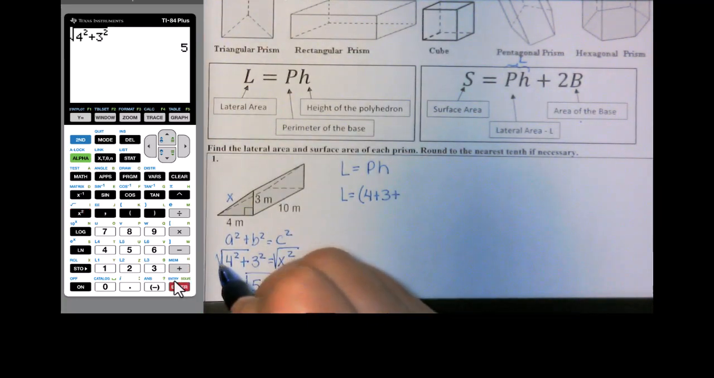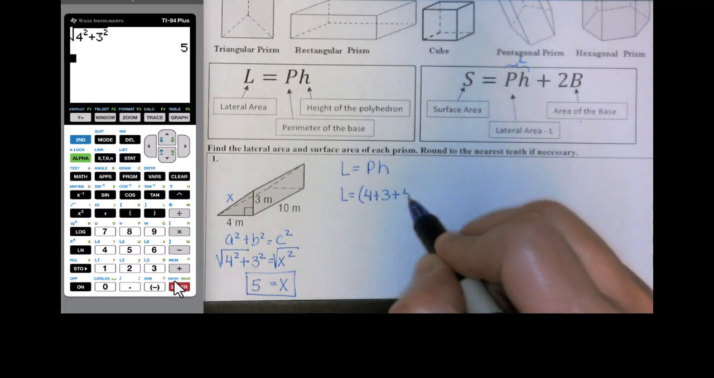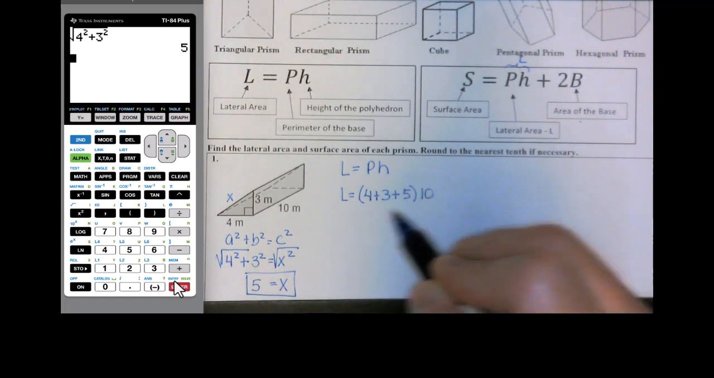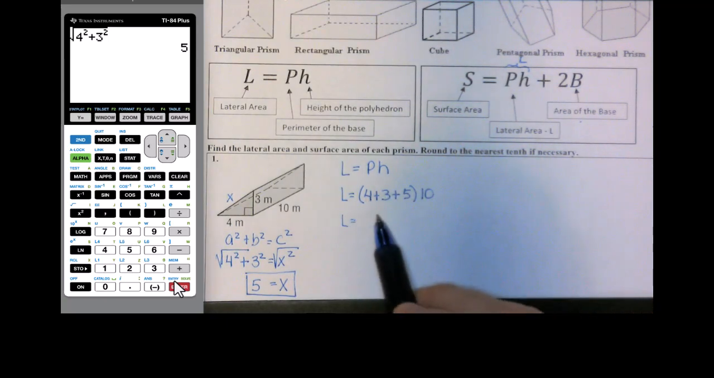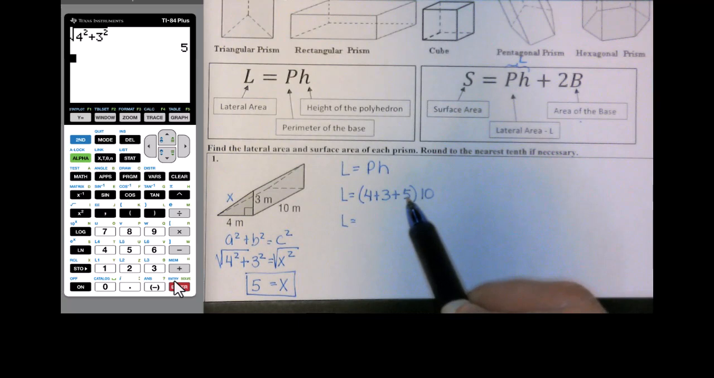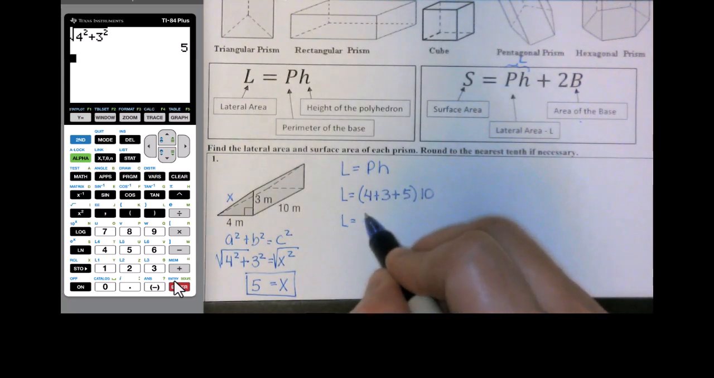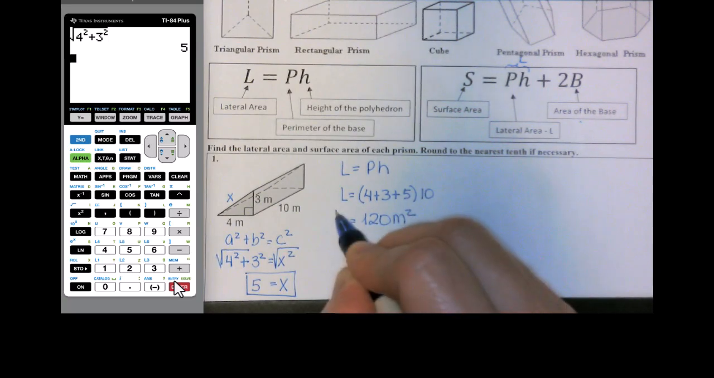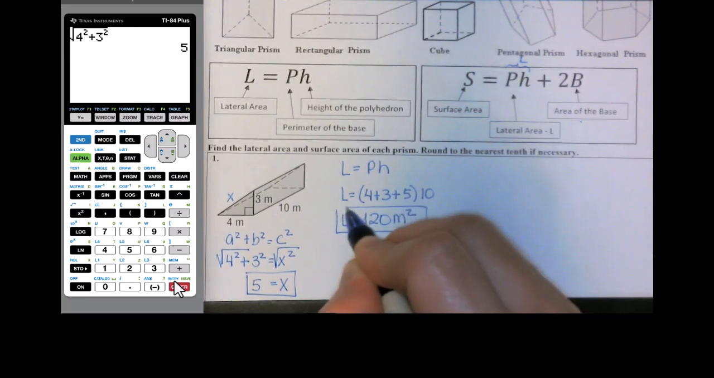Very good. Now that we have that, we can put it over here, and the height of the prism is 10. So 4 plus 3 is 7. 7 plus 5 will be 12. 12 times 10 will be 120 meters squared. So there you go. We have our lateral area.